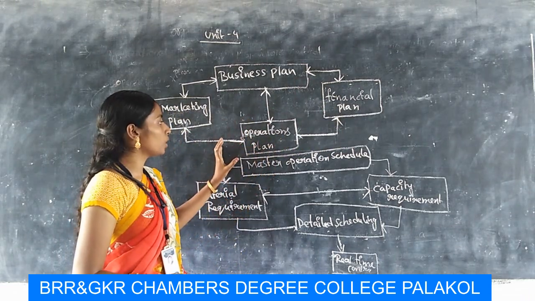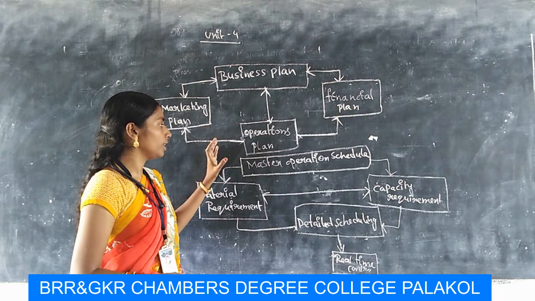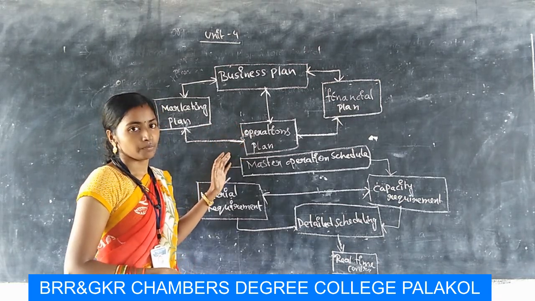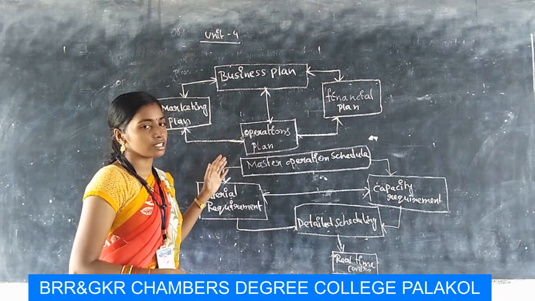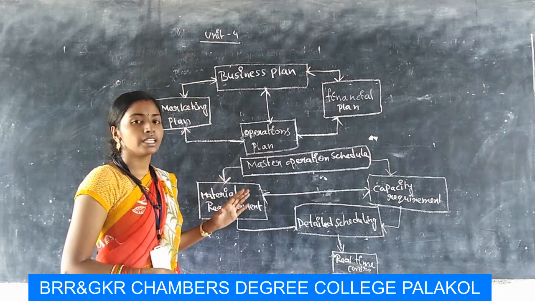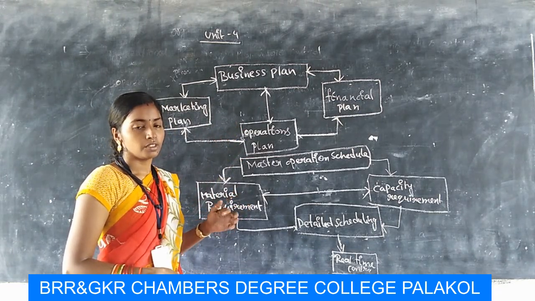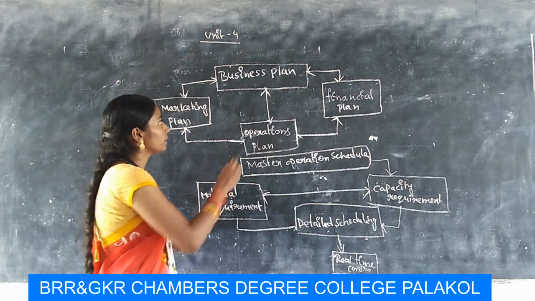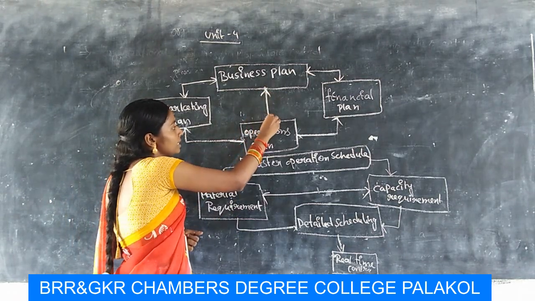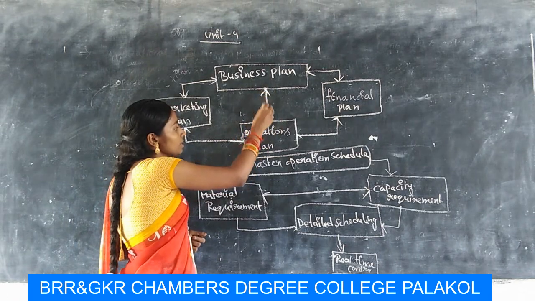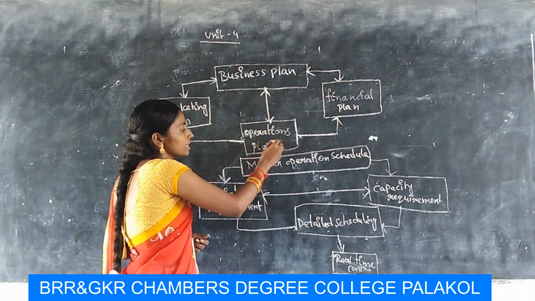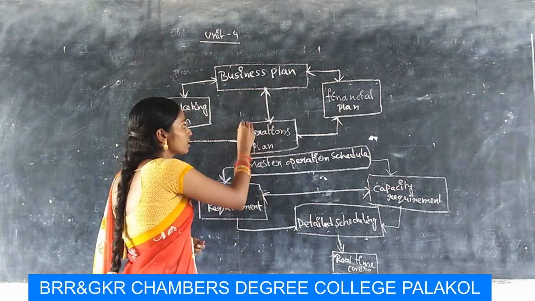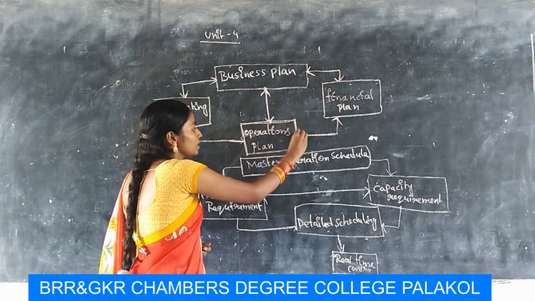And the important one in this scenario is the operations plan. We have to plan the operations in the organization, which relates to production, which relates to manufacturing. So if we observe, the business plan consists of the operations plan as an important element, because first they prepare the operations plan.